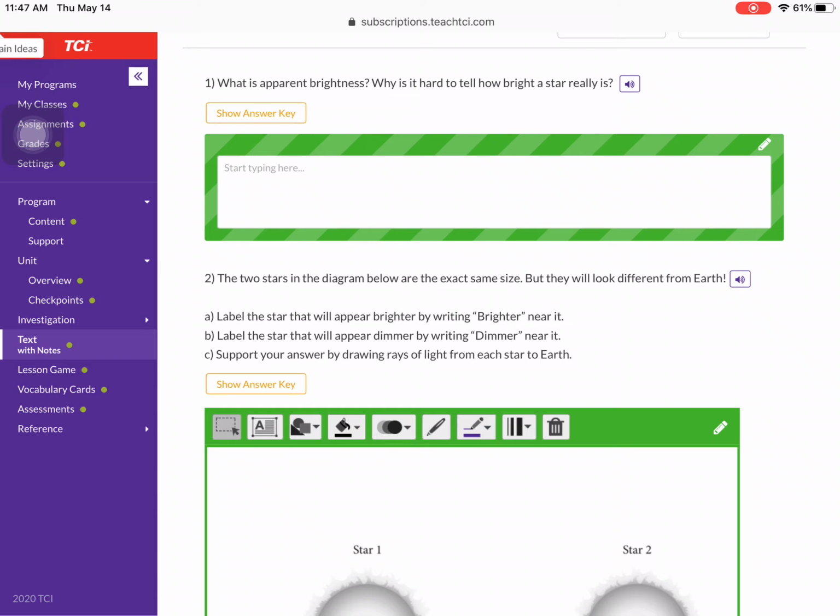So if I buy 2 of the same flashlight, and I have one pointed at you from 5 feet away, and I have the other flashlight pointed at you from 100 feet away, do they look the same brightness? No, they're not going to. Are they the same brightness though? Yeah, it's the same flashlight. So why does one look brighter than the other?